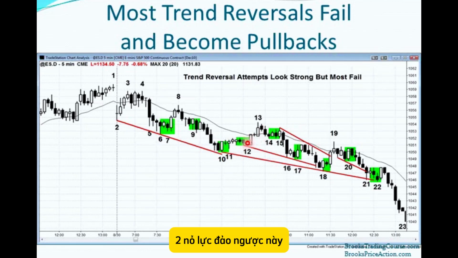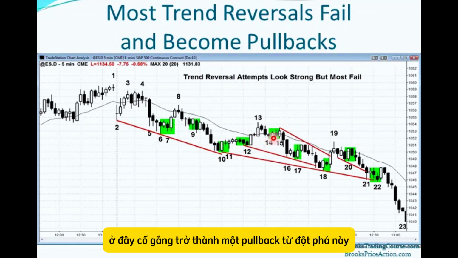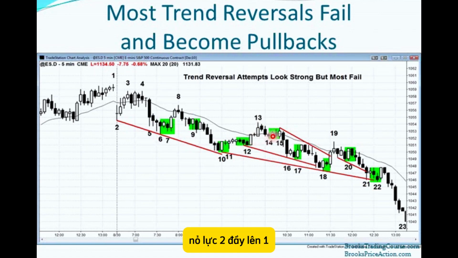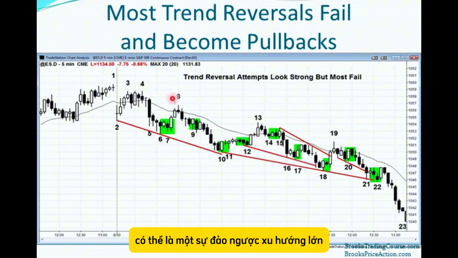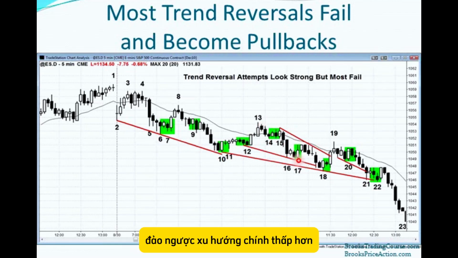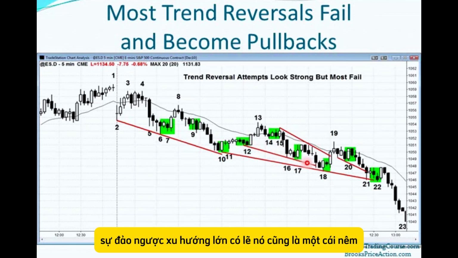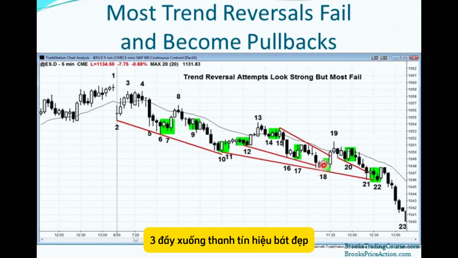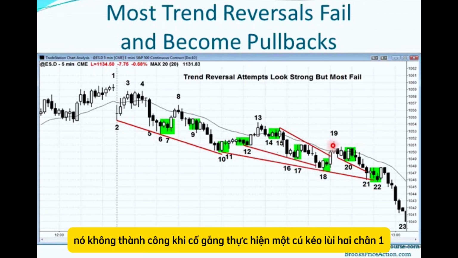These reversal attempts, despite the strong bull bars, they failed. Here, trying to become a pullback from this breakout attempt, 2 pushes up, 1, 2, it failed, it sold off. Another reversal attempt, maybe a major trend reversal. We have a bear channel, a trend line break, a moving average break, and now a lower major trend reversal. Here's a second attempt at a lower major trend reversal. Maybe it's a wedge also, 3 pushes down. Good looking bull signal bar, it failed.